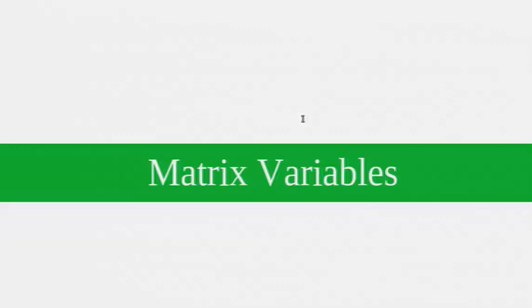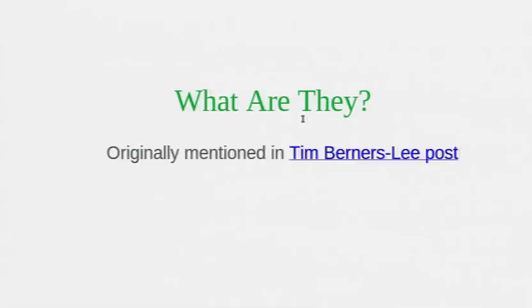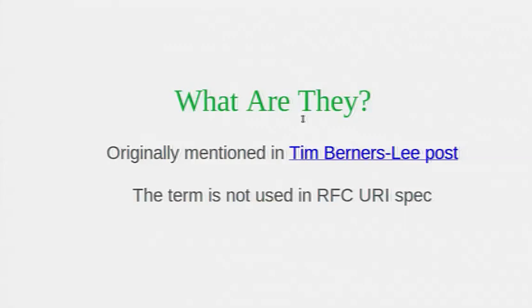We have matrix variables as well to talk about. First of all, what are they? I think a lot of people are familiar with the term, but I had to become familiar myself with all the details. It's one of those parts of HTTP which just haven't been used that much, and there's actually a diverging notion of how to use them. The term matrix variables was originally mentioned by Tim Berners-Lee in a blog post, which you can find quite easily if you search for matrix variables. And that's a link to the post, actually.